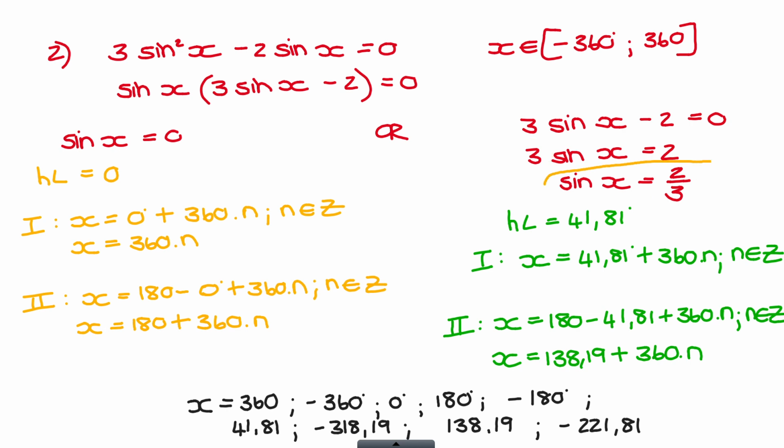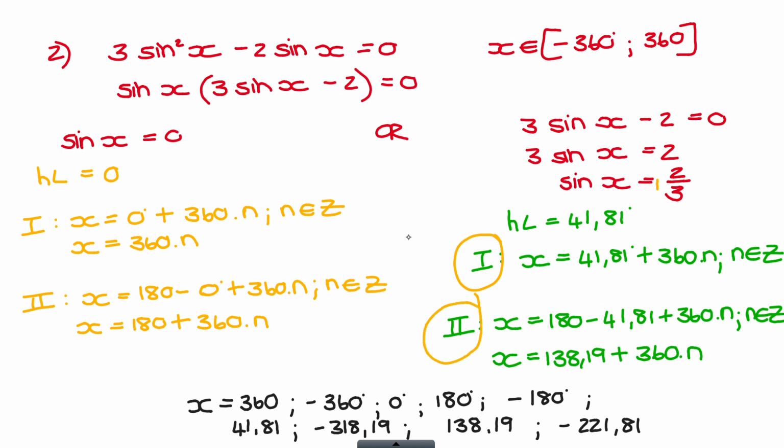Nou, sodra ek hier gekom het, lyk hy soos wat ek in my vorige sommetjies gehad het. So I can go get my help angle. So shift sine 2 over 3, and that gave me the help angle of 41,81. Okay, nou, sin is mos eintlik positief. And where is sine positive? That will happen in the first and the second quadrant.